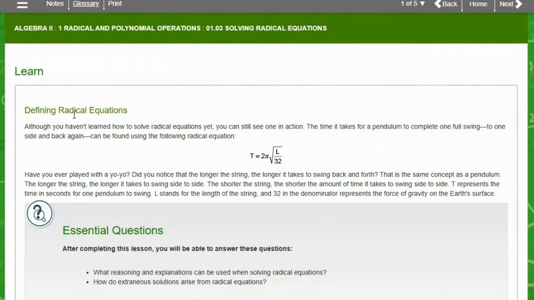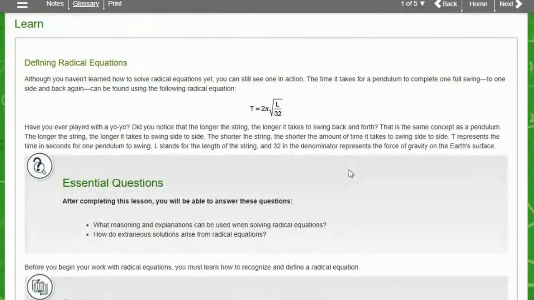So we need to start off by defining what a radical equation is. Like here's T equals 2 times pi times the square root of L divided by 32. This is an equation that will tell you the time it takes for a pendulum to swing to one side and back. This is the time in seconds. L is the length of the string of the pendulum, and 32 is the effect of gravity on it. So this is an equation that does that, and this is a radical equation.